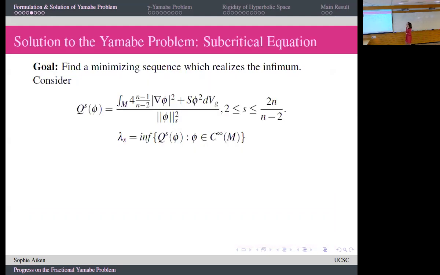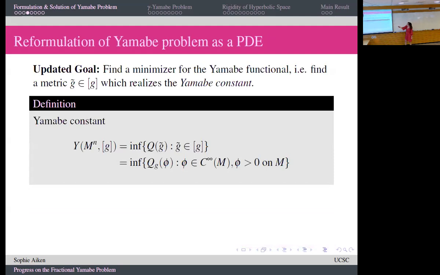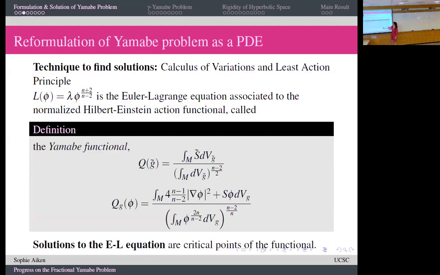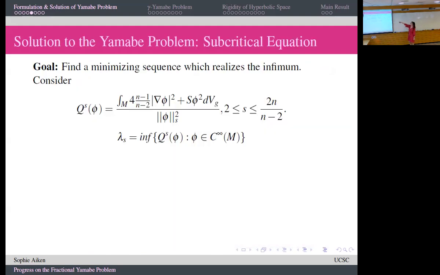Okay, so going through the steps of the original solution to this problem, the goal of what Yamabe tried to do was to find a minimizing sequence which will realize this infimum. And so you can see here that we're changing the norm on our denominator, where in the original Yamabe functional, we have this norm with the power 2n over n minus 2. But we're going to allow subcritical powers to create this sequence.